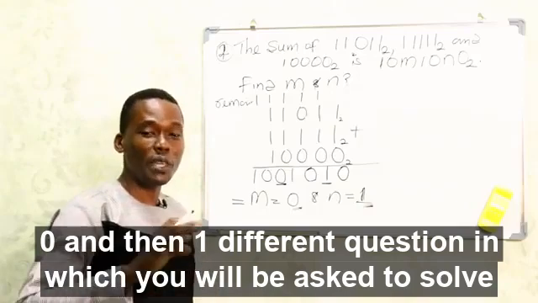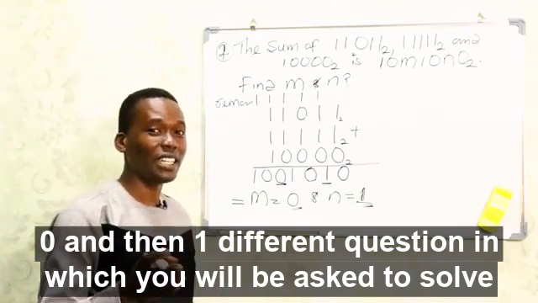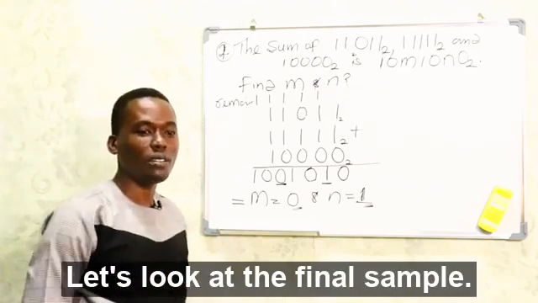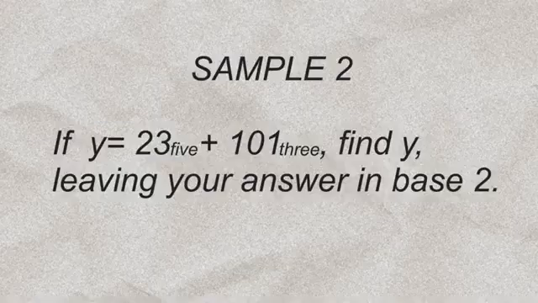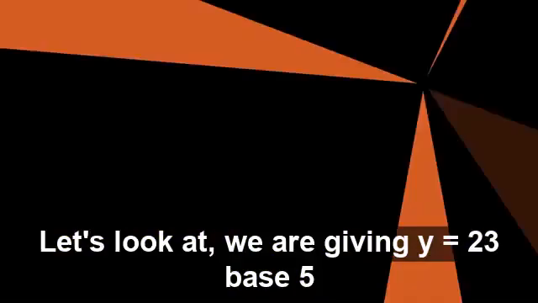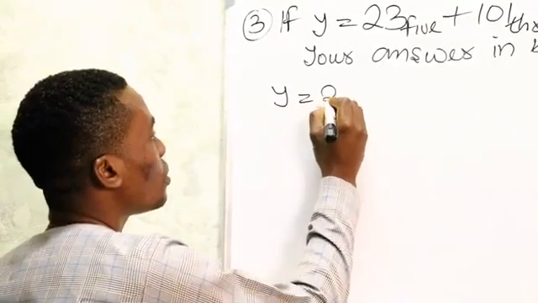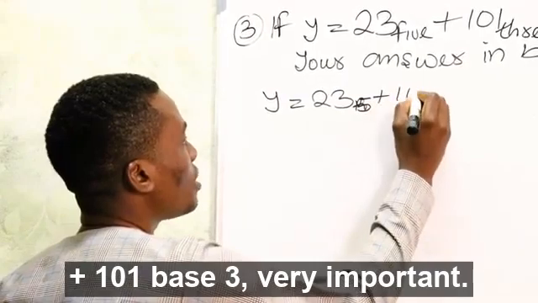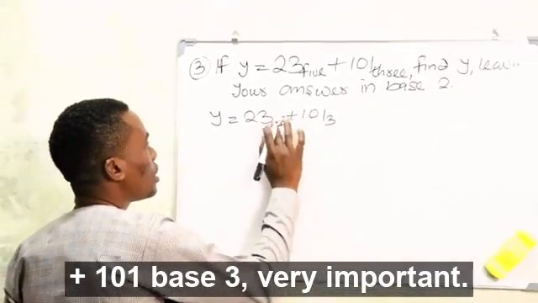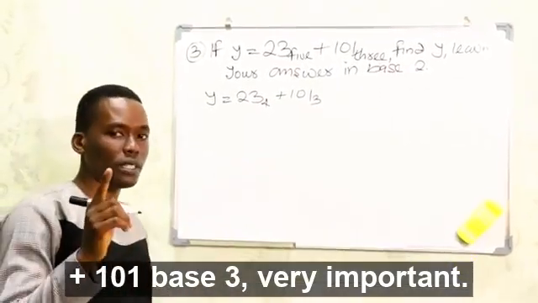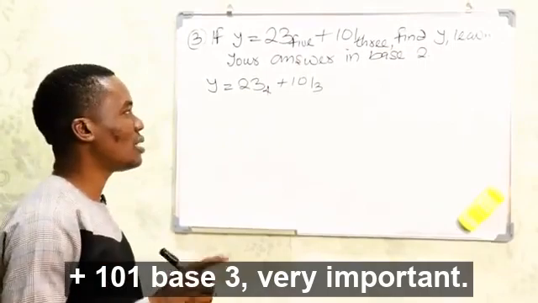Now I want to look at the final question. And this question is going to be a different question in which you will be asked to find a value of either y or x. Let's look at the final sample. We are given y equal to 23 base 5 plus 101 base 3. Now to go about solving this, let's convert everything to one common base. Remember I told you that it's very important.